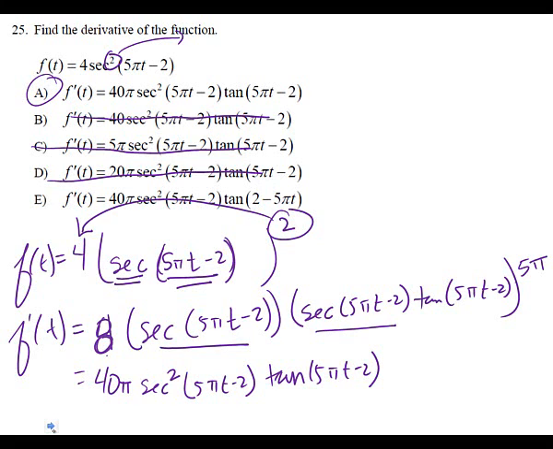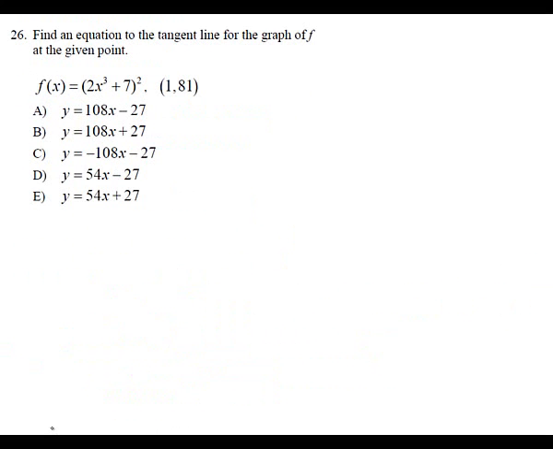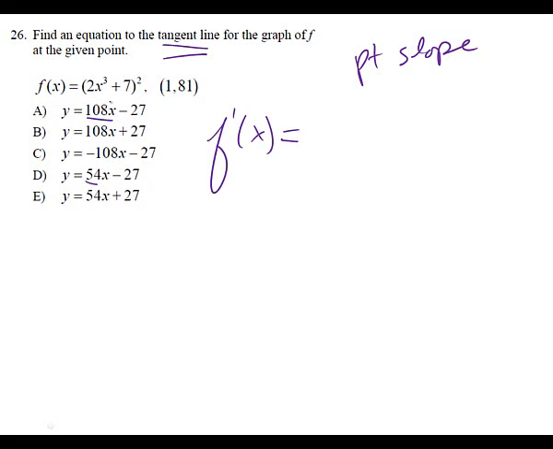Okay, let's look at 26. So, equation of a tangent line. What are the two things we need for a tangent line? Point and slope. We have a point. What do we need to get? Slope. How do I get the slope? Derivative. And look at your slope choices. It's either 108 or 54. All right, you only really have two choices.